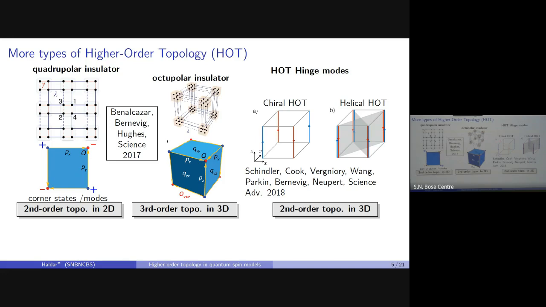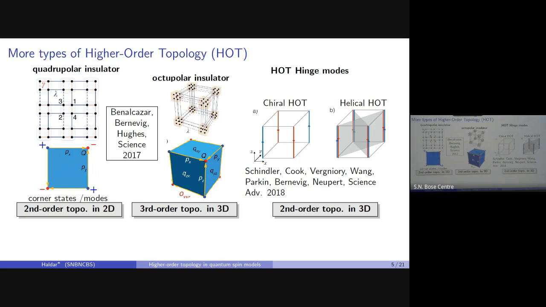The first is what's called a chiral hybrid topological insulator. The idea here is that the localized or protected states live on the edges of the cube. If you have a cube which is three-dimensional, the edge is a one-dimensional object. So it's three minus two, so it's a second-order object. You can have one kind where you have only one delocalized state along the edge, and you can also have a second kind where you have two delocalized states on the edge. And these two delocalized states do not hybridize.